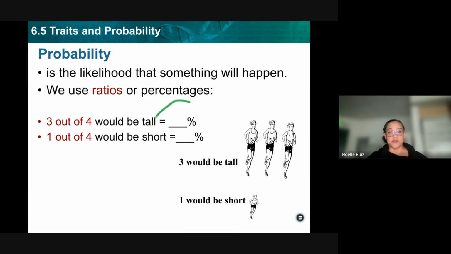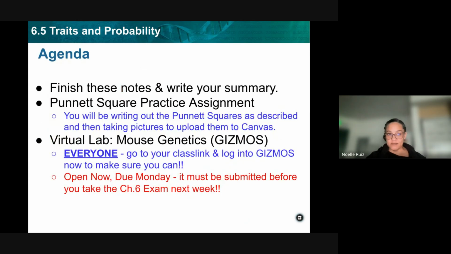So for your notes, make sure these are filled in. Make sure we write our summary. So finish these notes and write your summary. The worksheet this week is structured as a quiz, but you can do it as many times as you want. It's just a worksheet. So you'll be writing out Punnett squares and then taking pictures of them to upload to Canvas.